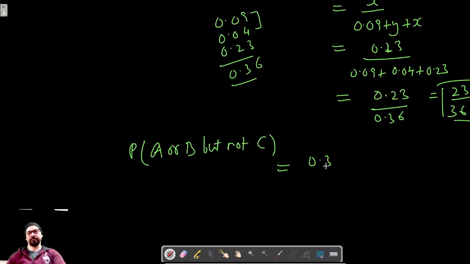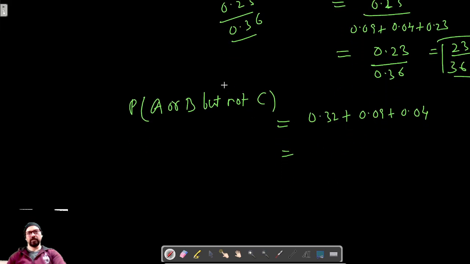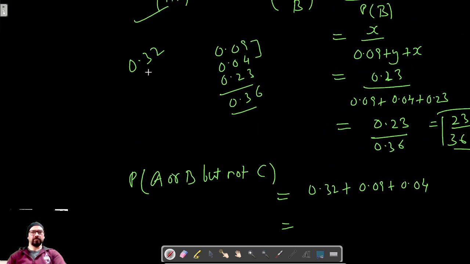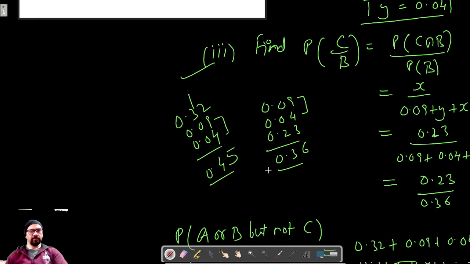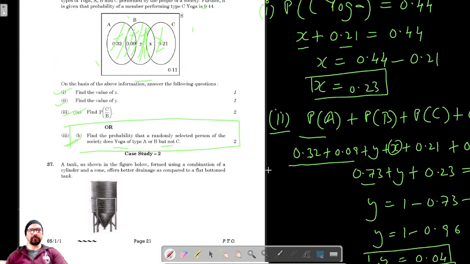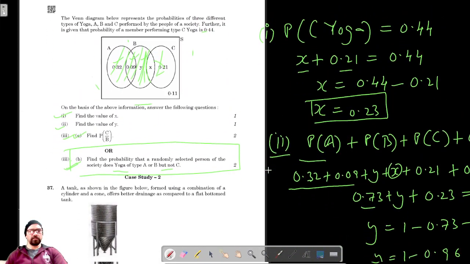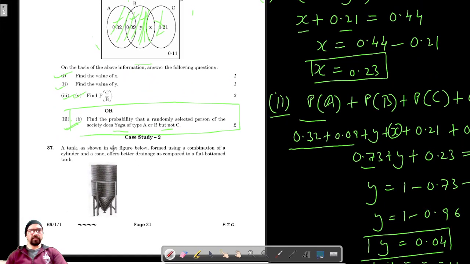0.32, 0.09, and y is 0.04. If we add them, this gives us 0.32 plus 0.09 plus 0.04, which is 0.45. And this solves our question number 36. Let's move on to the second case study.